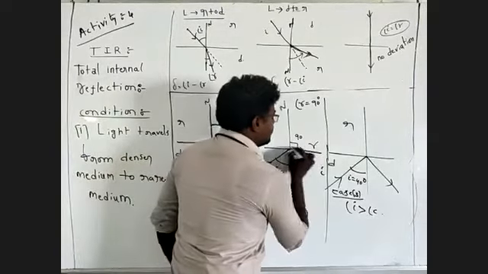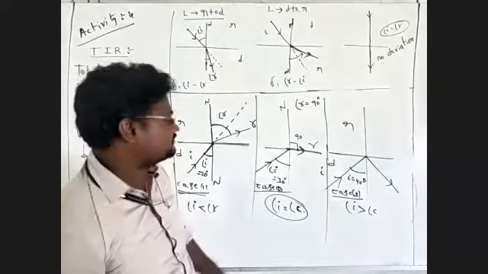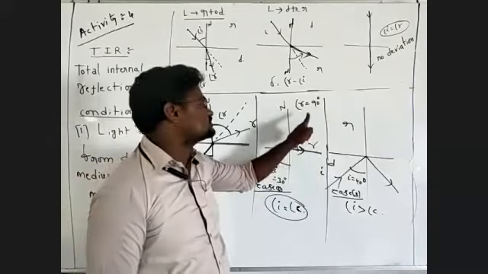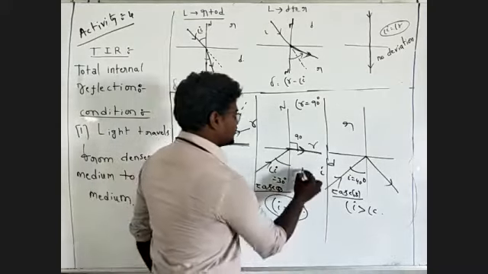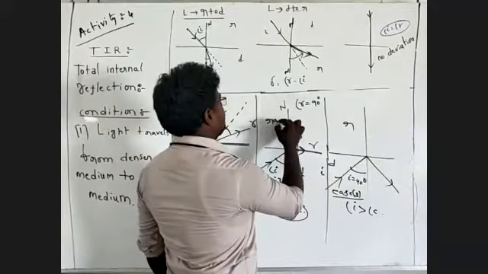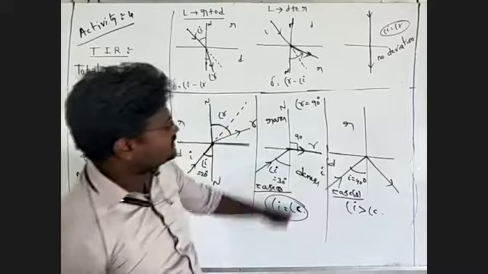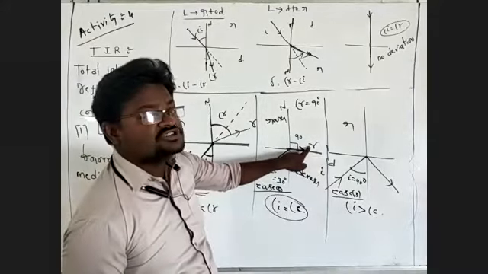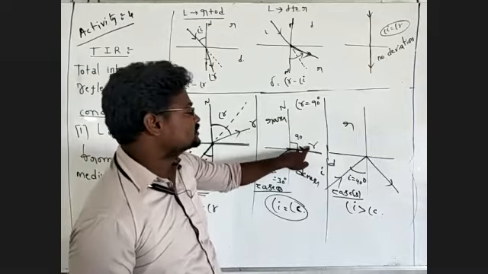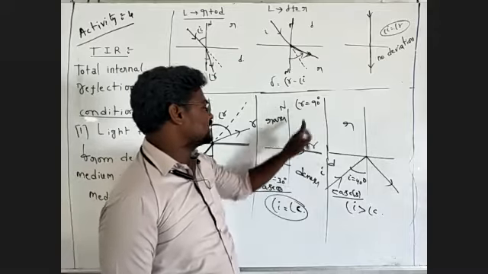The refracted ray travels along the interface line. This refracted ray does not travel in the denser medium or in the rarer medium. You will see the refracted ray along the interface. So the angle of refraction is equal to 90 degrees.